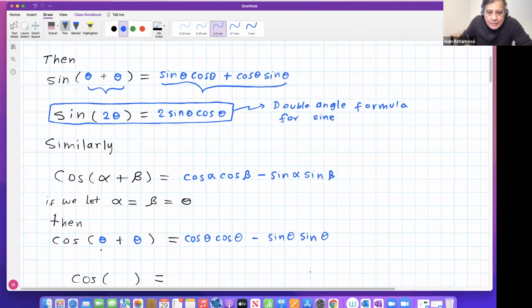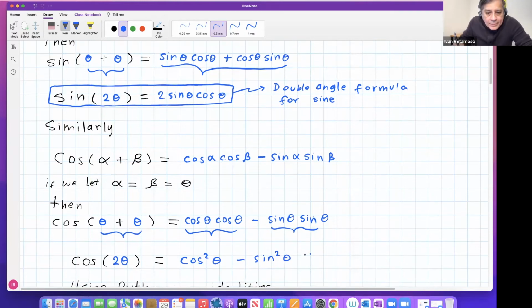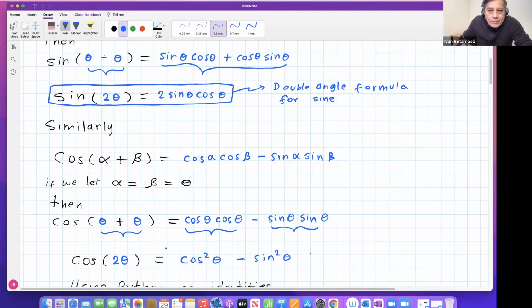Great. This sum, theta plus theta, 2 theta, the double angle appears there, right, for cosine. Now this guy, cosine of theta multiplied by cosine of theta is equal to cosine square of theta, right? Cosine square of theta minus sine of theta times sine of theta, sine square of theta, right? And this is what mathematicians call the double angle formula for cosine. Okay, double angle formula for cosine in its first form.